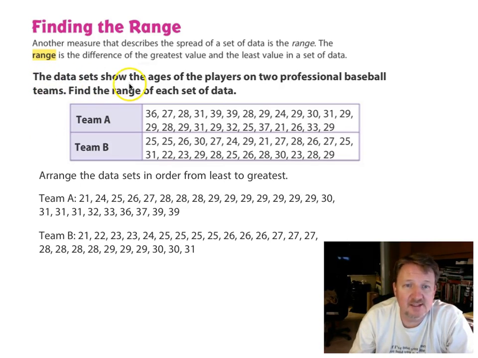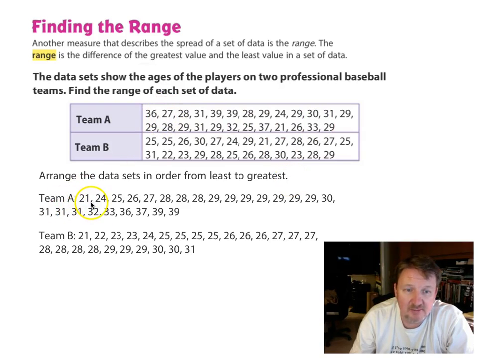So here we go. The data set shows the ages of the players on two professional baseball teams. Find the range of each data set. Here we have this data for Team A, and we have this data for Team B. It says arrange the data sets in order from least to greatest. So that's what you do here. You arrange them from least to greatest.